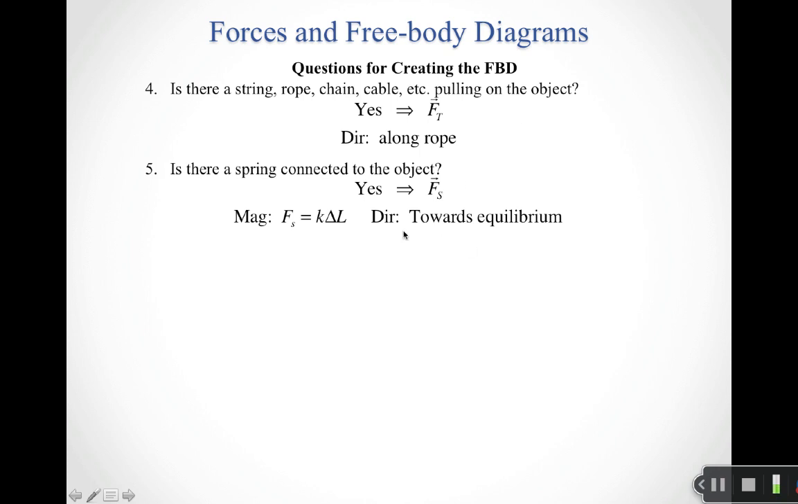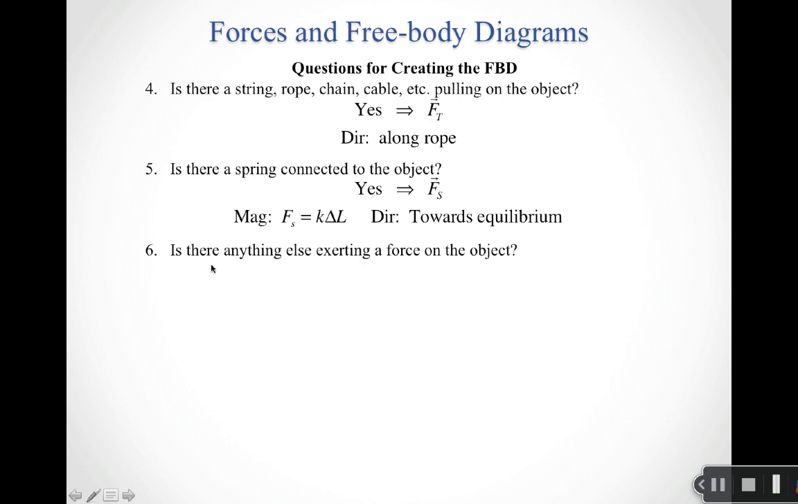Again, if there is, then I have a spring force. Its direction will always point back towards equilibrium, right? The idea of a spring is trying to get you back. The spring always wants to get back to its equilibrium point. So the spring force it generates will always point back towards equilibrium. The magnitude of that force will be equal to the spring constant times some length that you've either stretched or compressed the spring. So this gives us the magnitude, this gives us the direction.